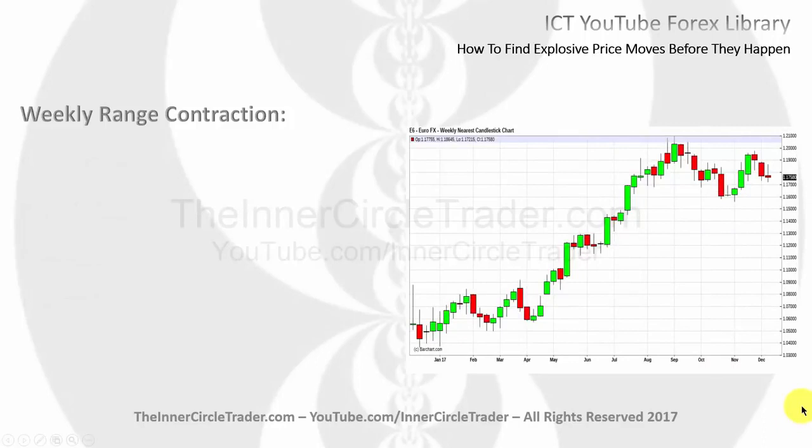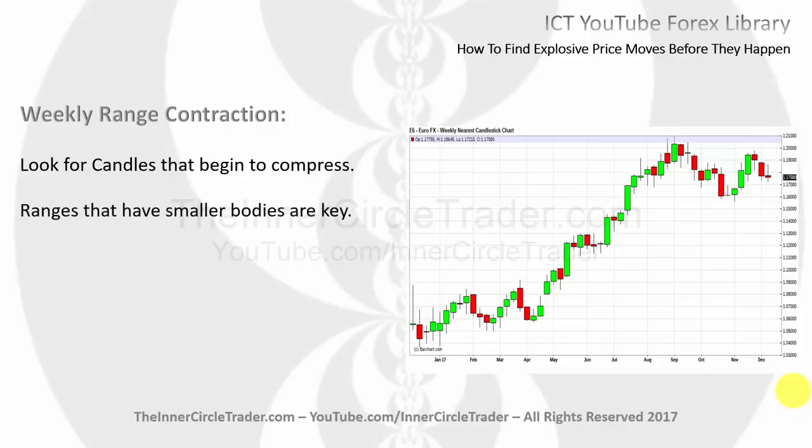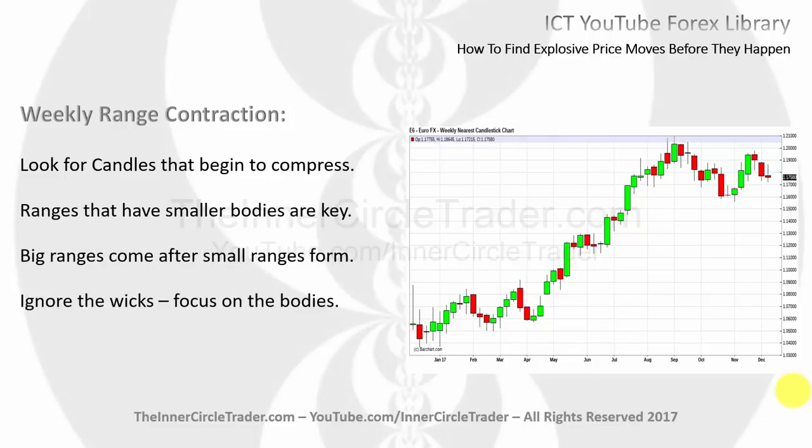Okay, so the weekly range contraction. We're going to be looking for candles that begin to compress. Ranges that have smaller bodies are key. Those are the ones that we're looking for, and we want to trade when they form. Big ranges come after small ranges form, and we ignore the wicks. We're focusing only on the bodies of the candles.